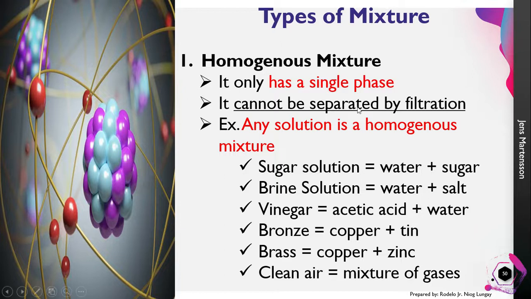So single phase sila, meaning kung homogeneous mixture, dili nato ma-identify by our naked eye ang mga substances nga nagmix, kay naa sila single nga phase. For example, kung ma-dissolve si sugar sa water, dili na nato makita si sugar. Ato makita na lang is si water. The same with brine solution. And for example, ang bronze is made up of copper and tin. Pero kapag tanaw nimo ang bronze, dili na nimo ma-identify kung asa dinhi si copper ug asa si tin. So that is a homogeneous mixture, single phase na lang siya.